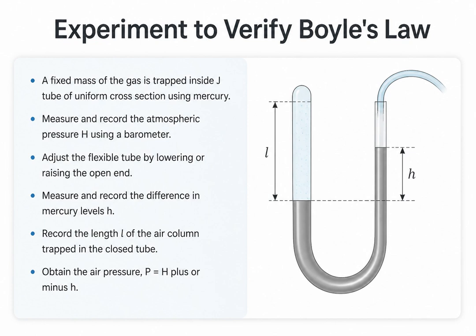We trap a fixed mass of air using mercury. By raising or lowering the open end of the flexible tube, we change the pressure on the trapped air. We record the atmospheric pressure, H, the difference in mercury levels, h, and the length of the air column, L. The total pressure, P, is H plus or minus h.